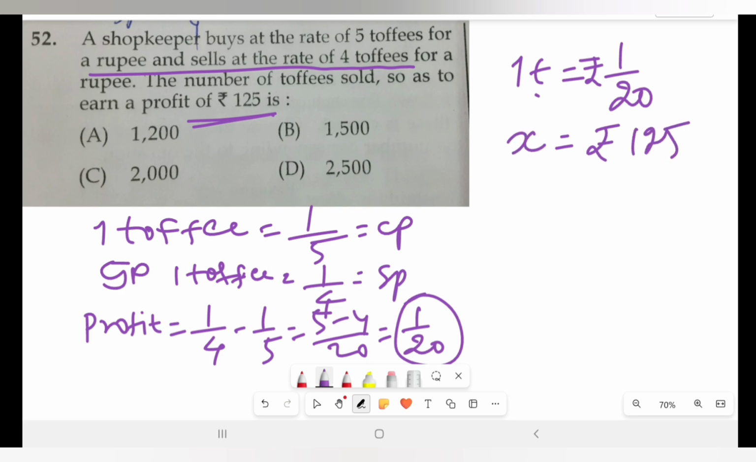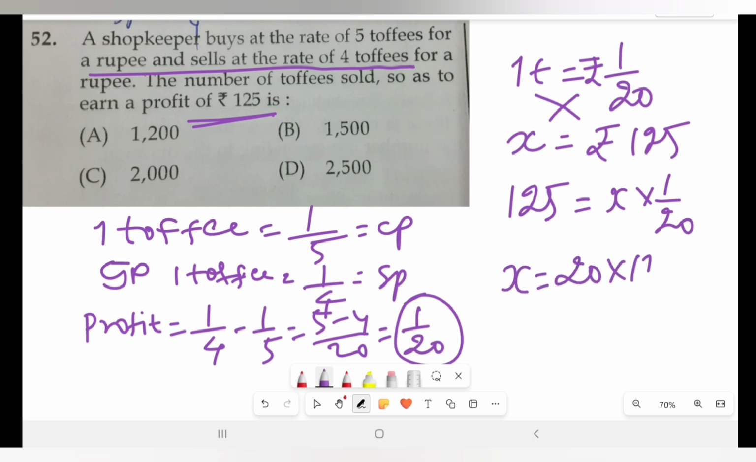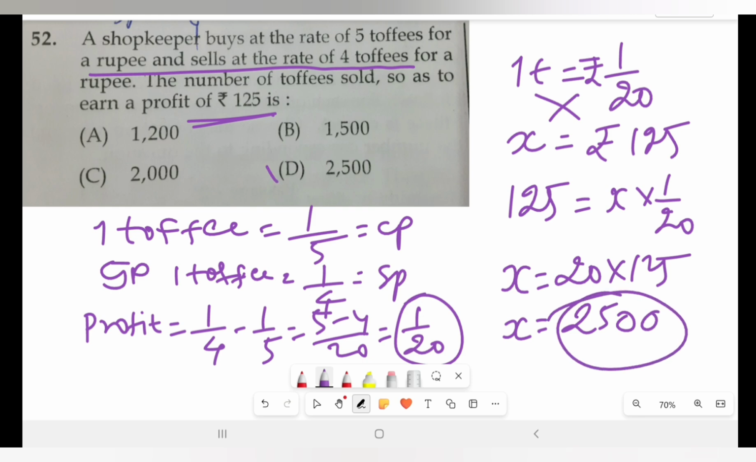Let us do the cross multiplication. 125 into 1 is 125 and here x into 1 by 20. So x is equal to 20 into 125. Let us multiply this. 2 5s are 10, and 2 twos are 4 plus 1 is 5, and keep 0 as it is. So 2500 toffees he sold. So this is the right answer.